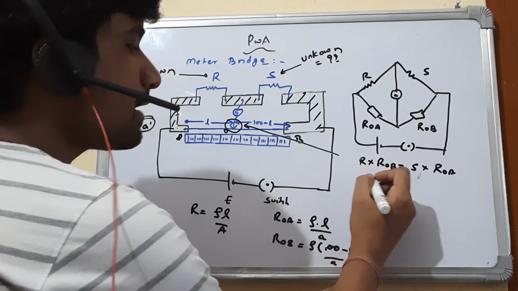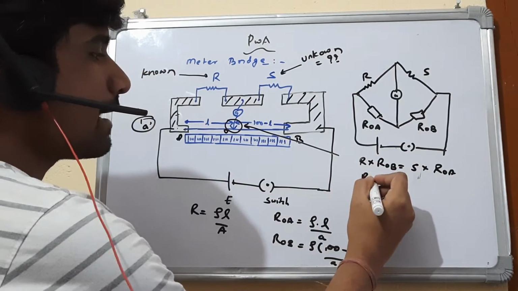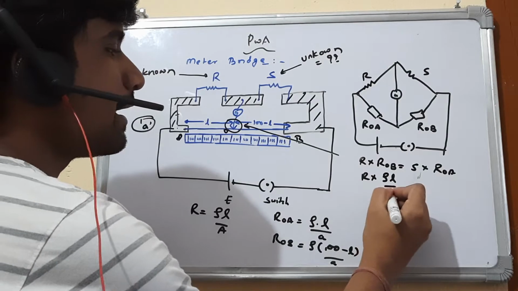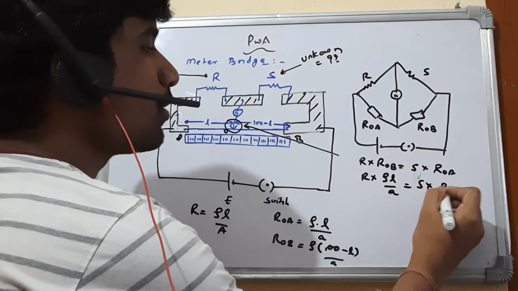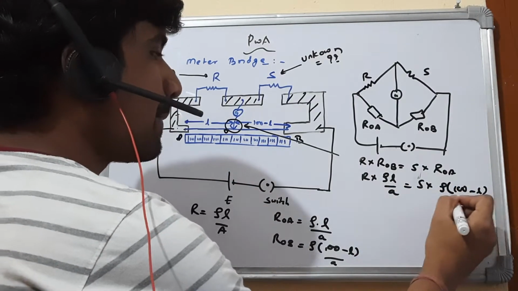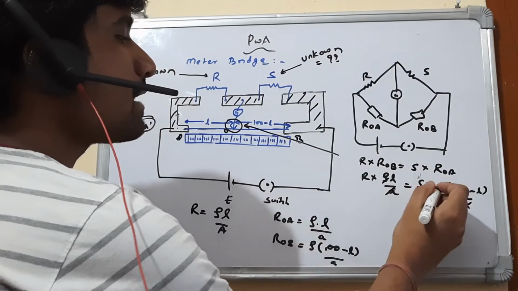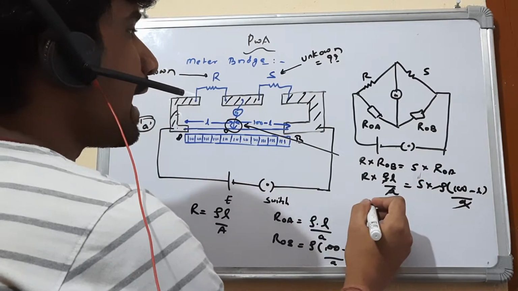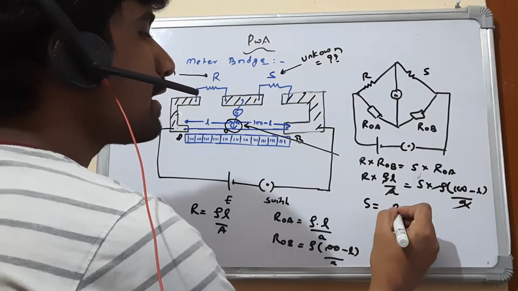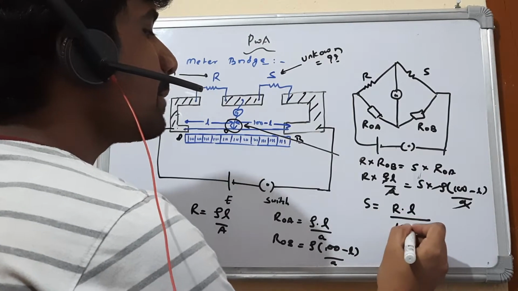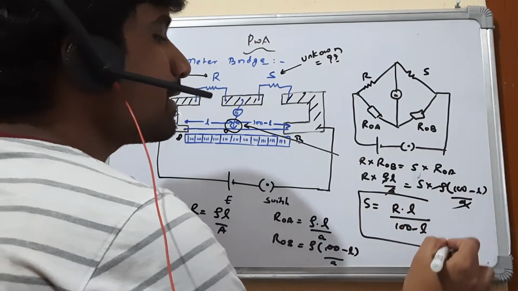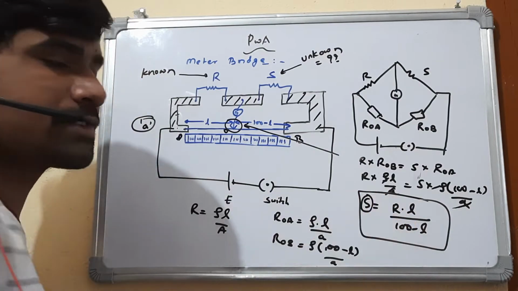If I put everything over here, I write R into rho L by A, which is equal to S into rho into 100 minus L by A. So rho by A will cancel out, and I can say that S equals R into L by 100 minus L. This is the unknown resistance which I needed to find out.